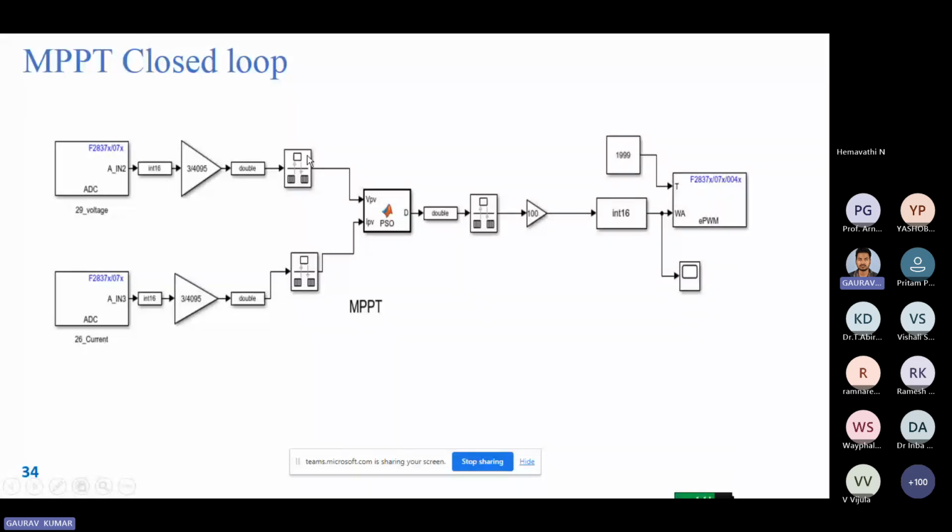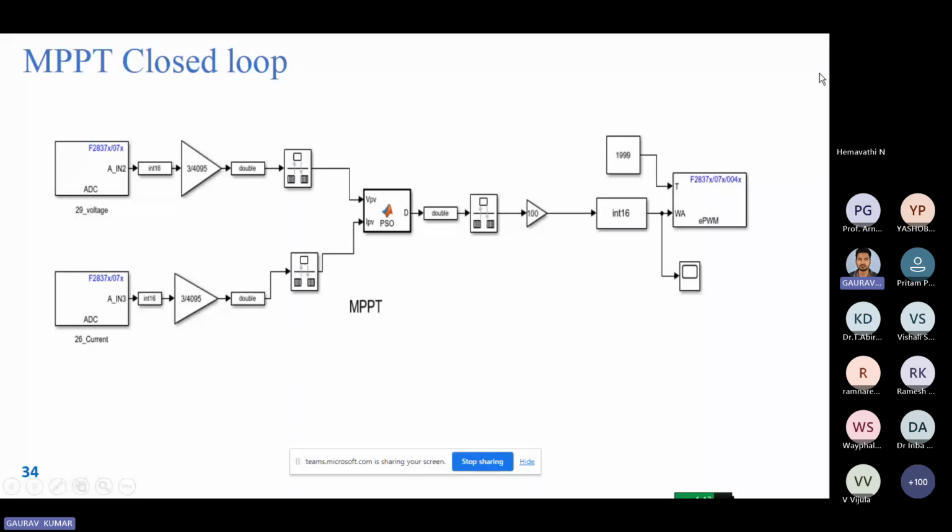Here some rate transition block is used. Whenever some data transfer is happening, you have to use some rate transition block because the data transfer rates mismatch. Okay, suppose you are getting VPV and IPV both in some different time interval. So what the rate transition block does is it makes the data transfer simultaneous. Okay, at the same time you can get the VPV and IPV. So if there is some delay in the current sensor also, you can get them at the same time.